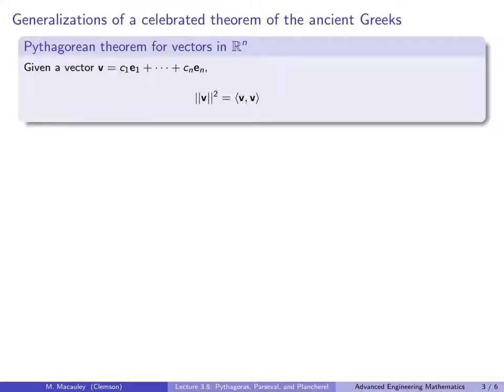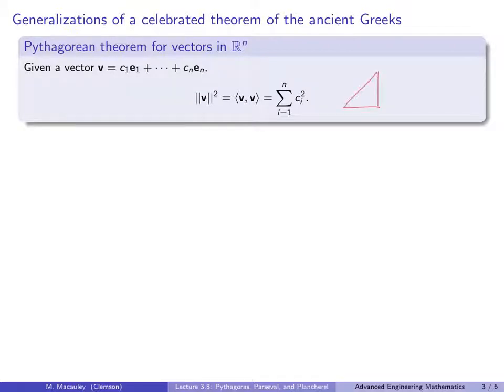Given a vector v equals c1 e1 all the way up to cn en, the norm squared of the vector is the inner product, or the dot product, of v with itself, which is just the sum of the squares of the ci's. Now, you're probably mostly used to this in R2, or actually just for plain old triangles, but it's easy to see why that's equivalent.